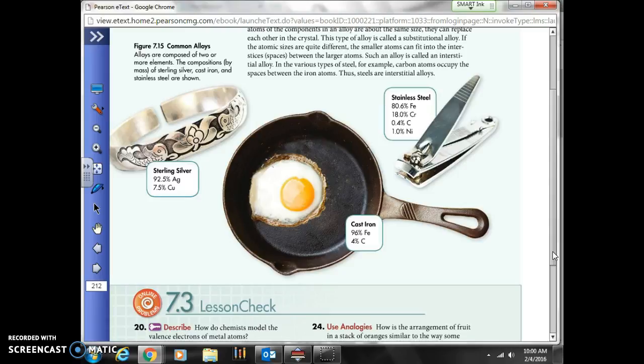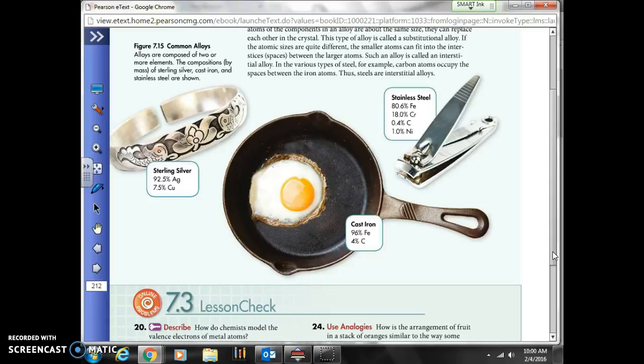And then we have a cast iron skillet. Anybody's parents cook with a cast iron skillet? Yep. Okay, we have one too. It was my husband's grandmother's. And so it's mostly iron, 96% iron, but it's got 4% carbon in there. So it's a mixture of iron and carbon.